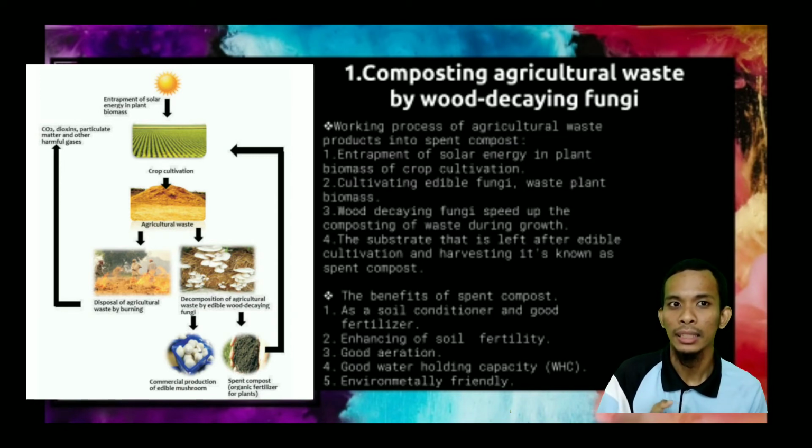Then the substrate left after edible fungi cultivation and harvesting is known as spent compost, or spent mushroom compost. It is possible to use spent compost as a balanced source of carbon, nitrogen, and soil humus formation. Meanwhile, the benefit of spent compost is that it acts as a soil conditioner and good fertilizer and is used in garden soil to grow vegetable, ornamental, and herbal plants in many countries. The process of humus formation is also accelerated by mixing spent compost with soil, thus enhancing soil fertility, aeration, and water holding capacity.